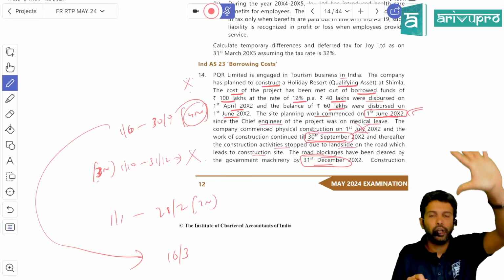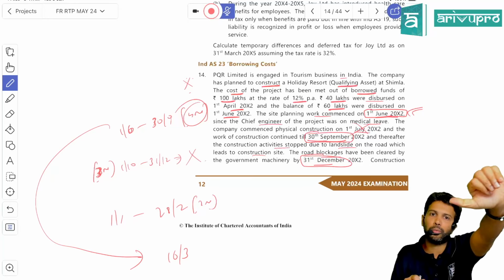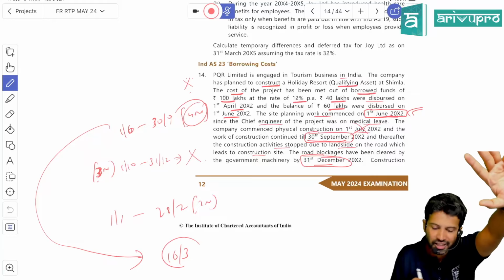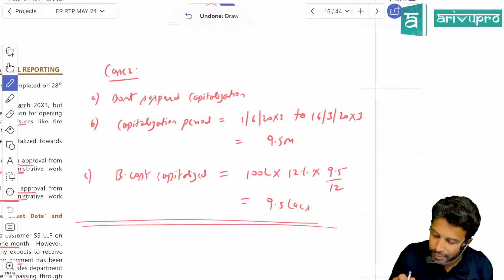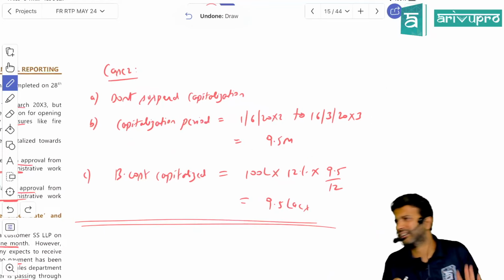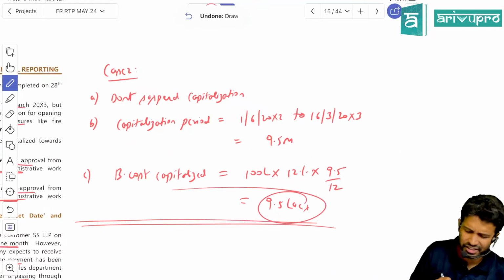Suspension is not required. So June, July, August, September, October, November, December, January, February, plus half a month of March. That means 9.5 months. So in the second case, you will capitalize borrowing cost for 9.5 months. That's all, that is the period. Just the calculation difference.